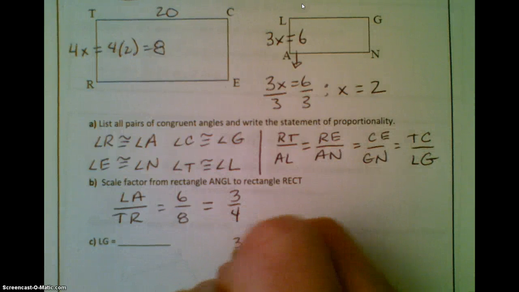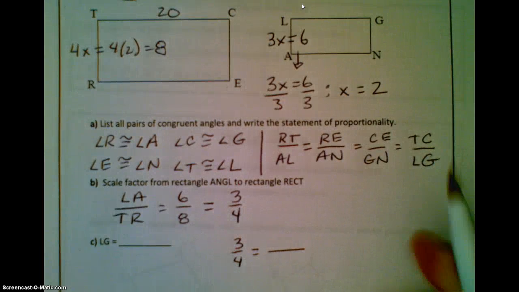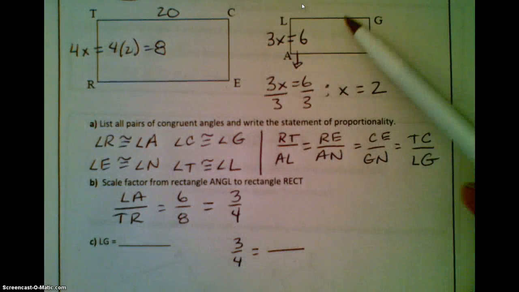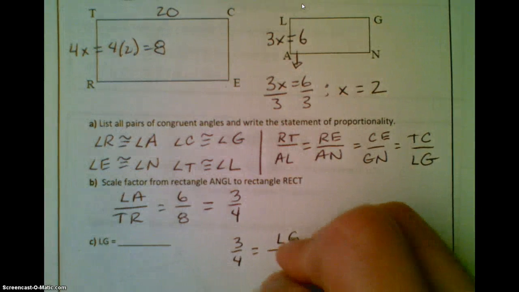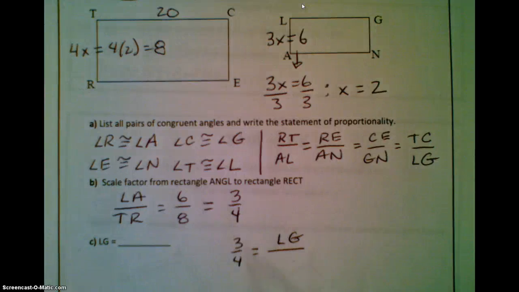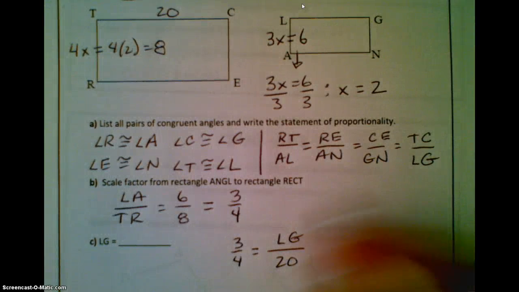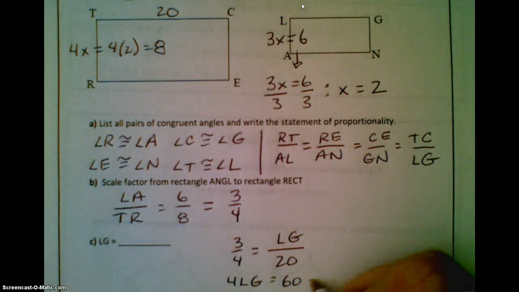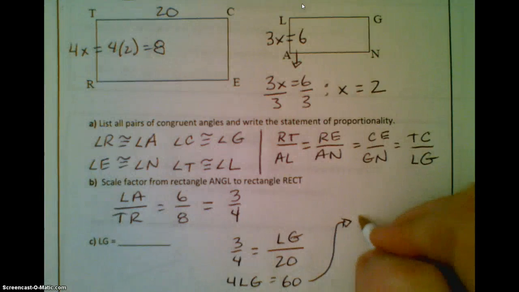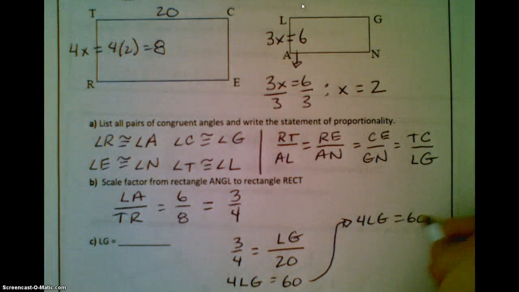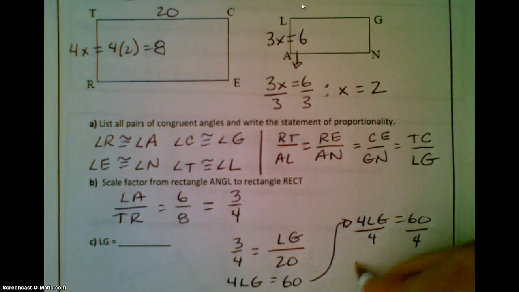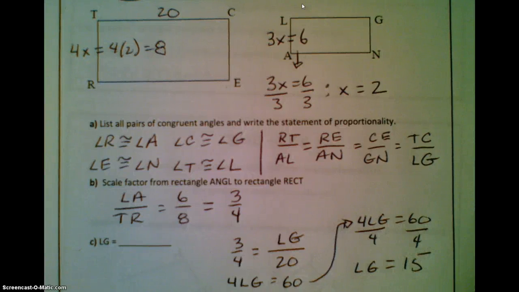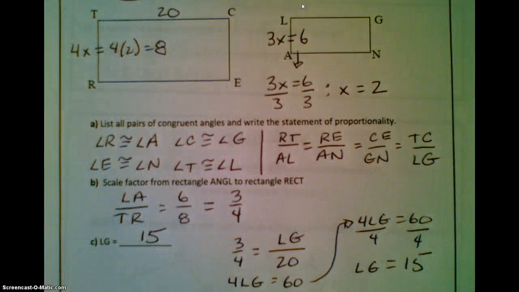Alright, so here's my scale factor, and then I'm going to use this in part D to figure out LG. So I know that 3 to 4 is going to be the ratio of the sides of the small rectangle to the large rectangle. And let's see, I want to find LG, and that's going to match with TC and the other one, so that's going to be 20. So I'm going to cross multiply. I get 4LG is equal to 60. Divide both sides by 4, and I get LG is equal to 15. So we've got 15 over here.